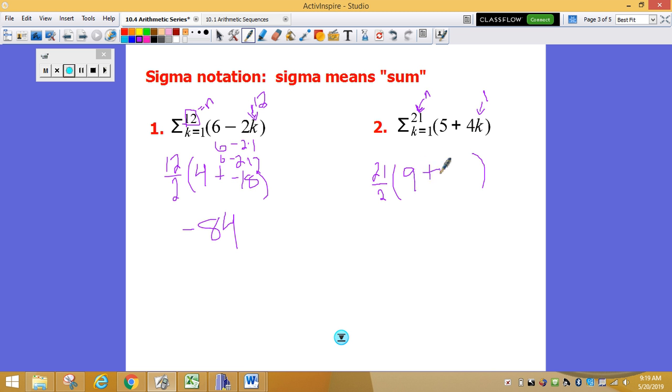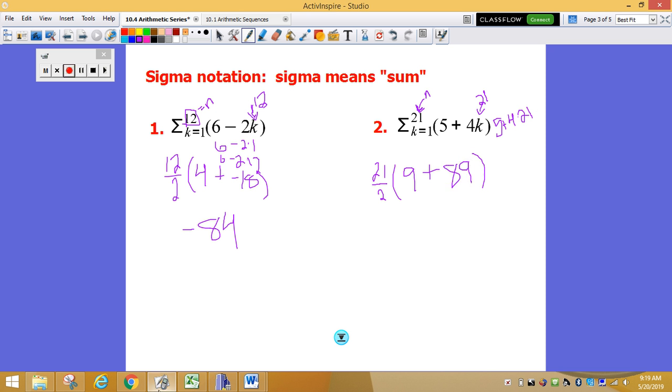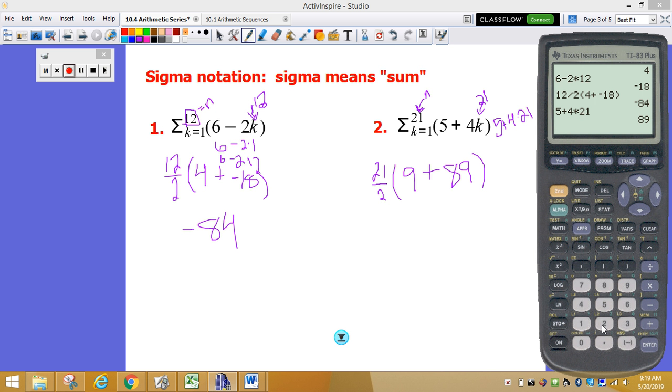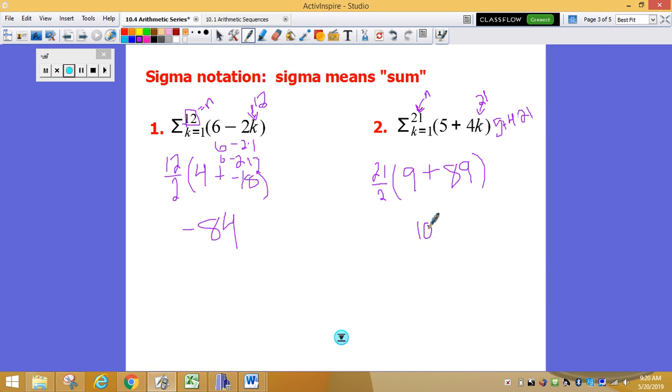That's my first term. And then my nth term, well, n is 21, so that means I want to plug in a 21. So I'm going to do 5 plus 4 times 21. Let's grab our calculator to do that one. 5 plus 4 times 21 is 89. So the 21st term is 89. So to find the sum, we're going to type this in our calculator, 21 divided by 2, and in parentheses, 9 plus 89. So the sum of the first 21 terms is 1,029.